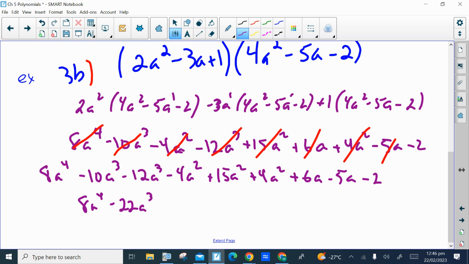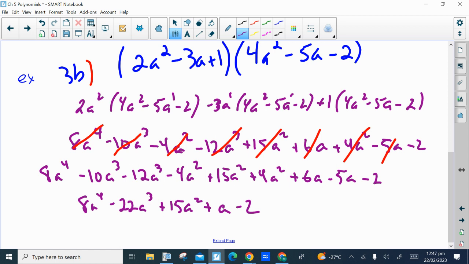What's going to happen to the minus 4a squared plus 4a squared? Yes, they cancel each other out. This minus 4a squared and the positive 4a squared would cancel each other out, so you're just left with 15a squared, which you would get if you went negative 4 plus 15 is 11 plus 4, getting back to the 15. 6a take away 5a is positive 1a, which you can just write as plus a, and then the minus 2. There's the answer.